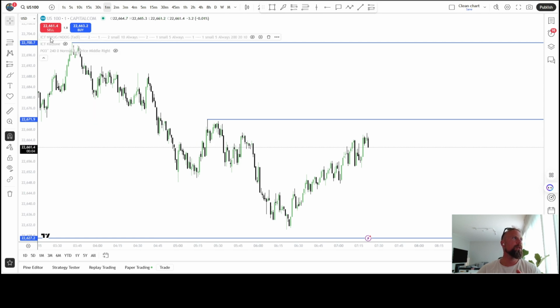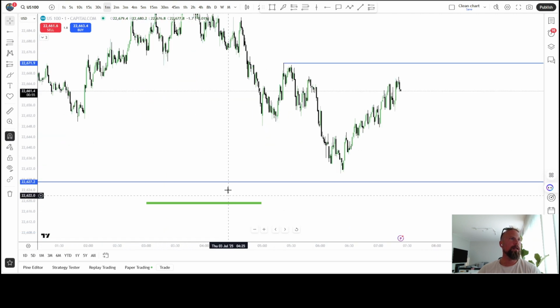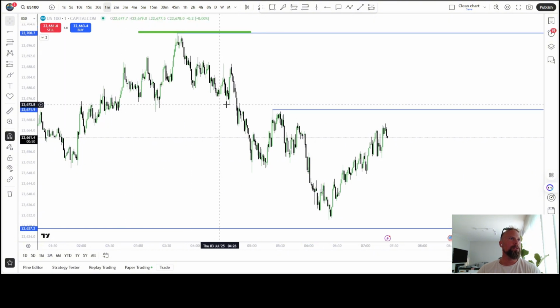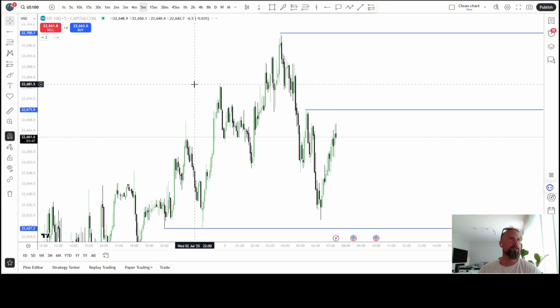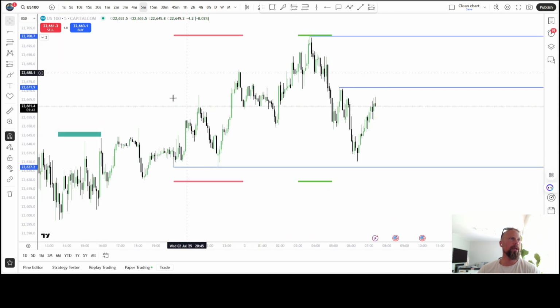So I use the ICT kill zone indicators. Here you have a green box, high and low on London. This is the London session, so for us it makes it easy for the eye to see where the London is. The red box is the Asian session. We have Asian equal lows here.